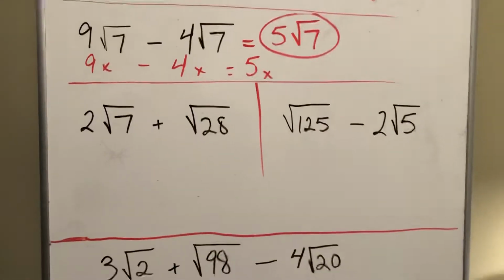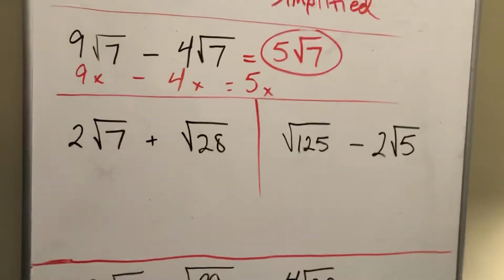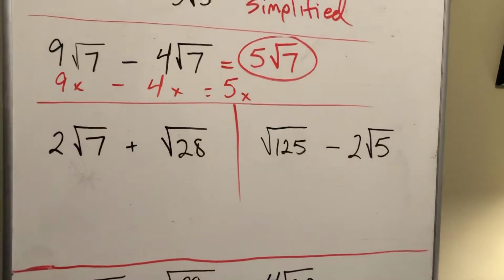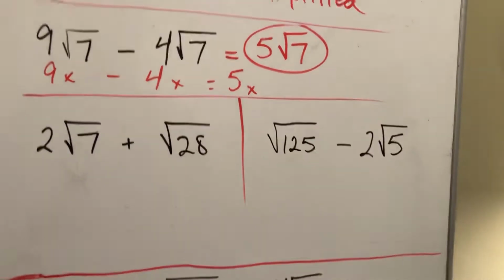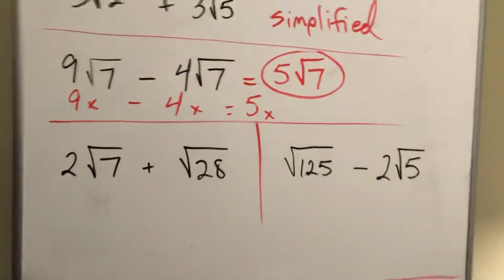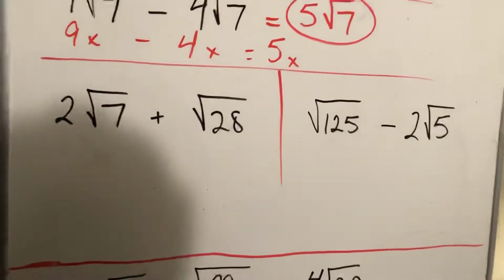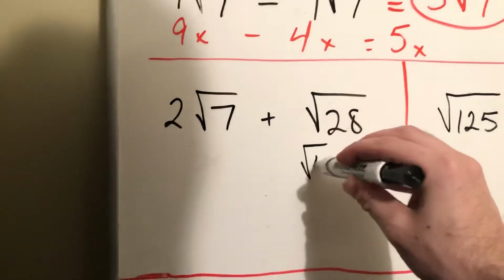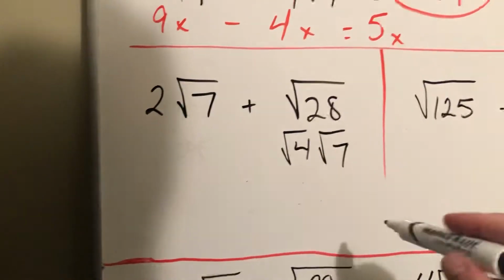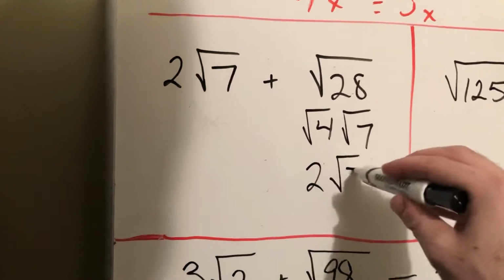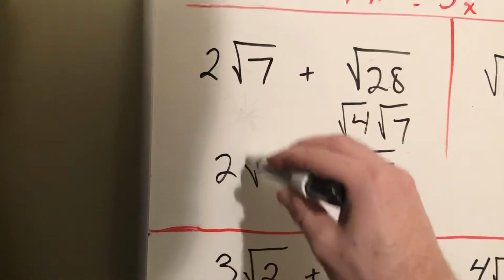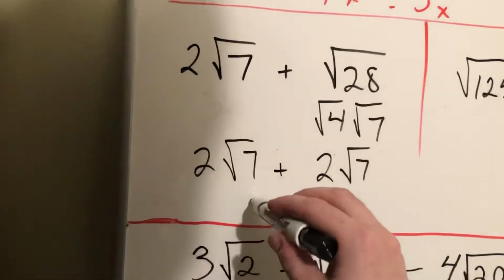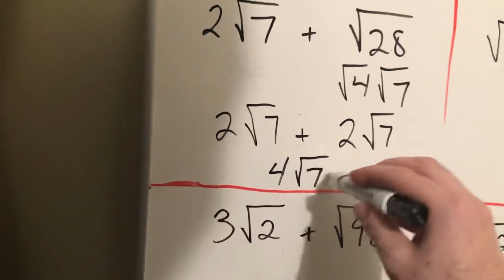So let's do two examples where right off the bat we don't have common radicals. I have 2 root 7 plus root 28. Now we always have to simplify the radicals. So I know 2 root 7 looks good, but let's think about root 28. Root 28 has a perfect square of 4 and 7. So I'm going to change this into another 2 root 7. Let's bring this 2 root 7 down. If I have 2 root 7 plus 2 root 7, my answer is 4 root 7.